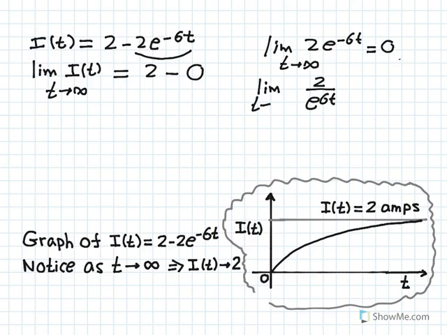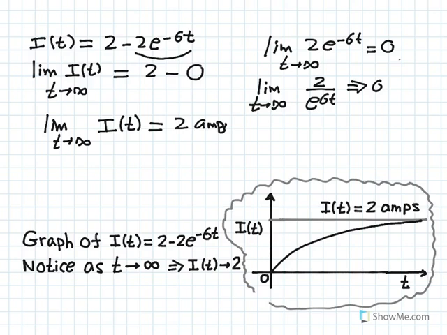Limit as t goes to infinity, so you're dividing by a huge number, because as time goes to infinity, e to the 6t approaches infinity, and we have infinity in the denominator. The ratio approaches 0. So the limiting value of the current is going to be the limit as t goes to infinity of I of t, which is equal to 2 amps.